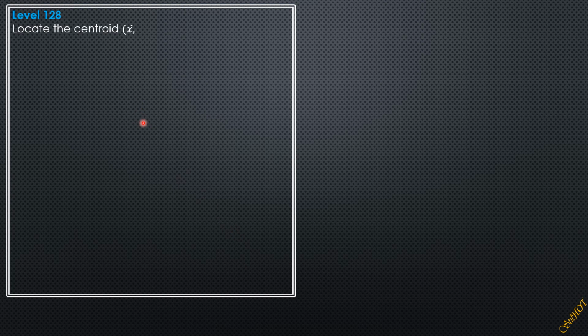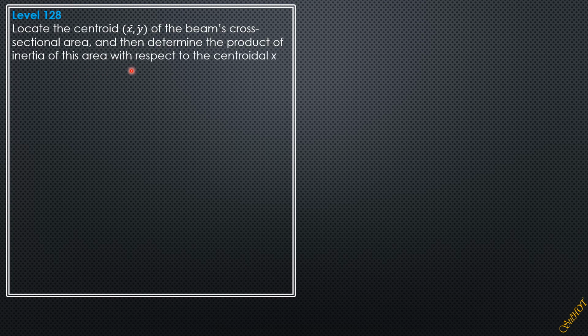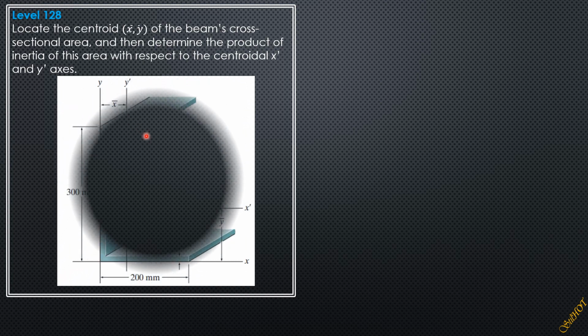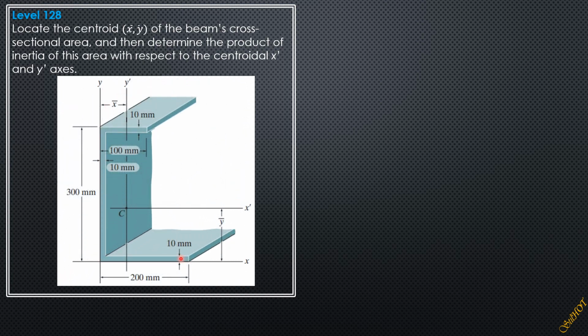Problem 128: Locate the centroid, bar x, bar y of the beam's cross-sectional area, and then determine the product of inertia of this area with respect to the centroidal x prime and y prime axis. So here is the given figure for our solution. Let's divide the component rectangles in this manner, horizontal here, as shown.